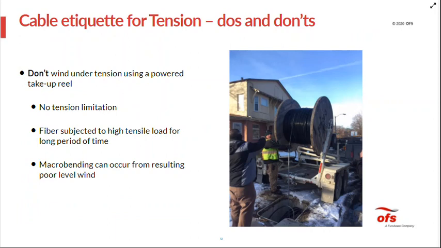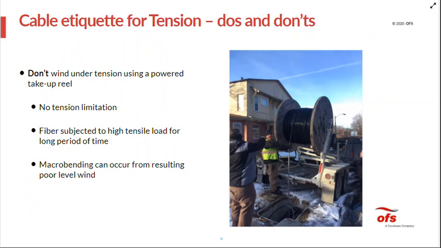This is another common procedure that I see pretty frequently in the field. This is where an installation crew is using a powered take-up reel to pull the cable. Again, this is not recommended. The reason is that there's no tension limitation with this type of equipment. This line truck can certainly apply much higher load than 600 pounds to the cable. Another reason we don't recommend this equipment is because the fiber is wound under tension, and it stays under tension until the cable is removed from the reel.